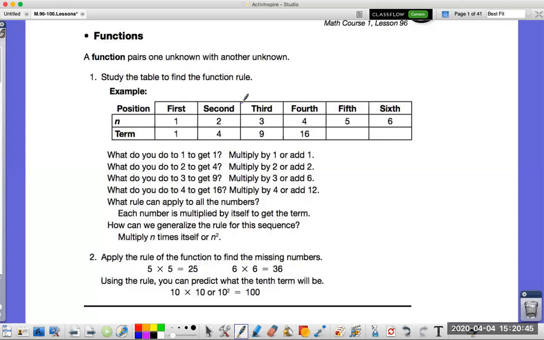It's functions and graphing of functions as well. But let's just look at what we've got going on here. A function pairs one unknown with another unknown. So why would you need to know functions? Let me share this other screen here with you for a second.